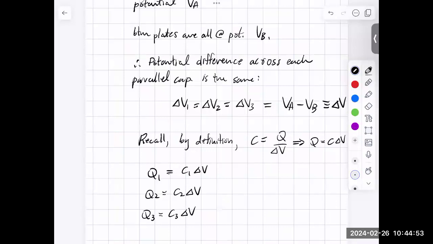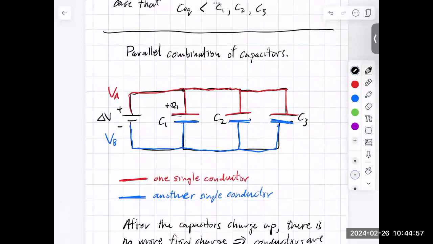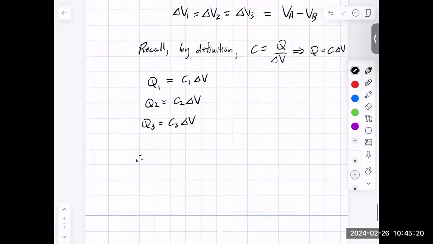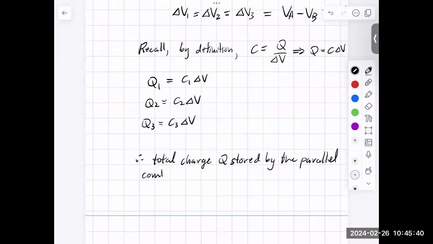And we could go back and we could draw that. So this would be plus Q1 minus Q1, plus Q2 minus Q2, plus Q3 minus Q3. Okay, so that means the total charge across our parallel combination is Q1 plus Q2 plus Q3. So therefore, the total charge Q stored by the parallel combination is just the charge stored by each of the capacitors.